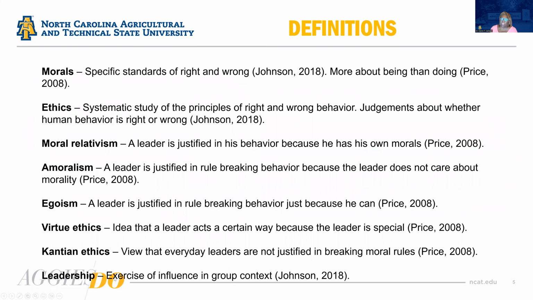So next, I want us to look at some definitions of terms that we will be using consistently across the course. So of course, morals is a term that we'll be using, and this is the definition that we'll use: specific standards of right and wrong. It's from our Johnson text, and it's more about being than doing. So when we think about morals, we have general expectations or standards of what we believe is right or wrong. A lot of times it's defined by the organizational culture and expectations that have been set within the organization or within the community that we're considering.